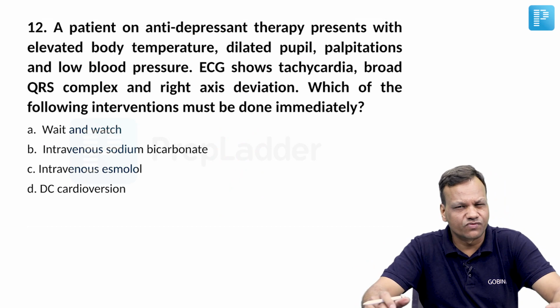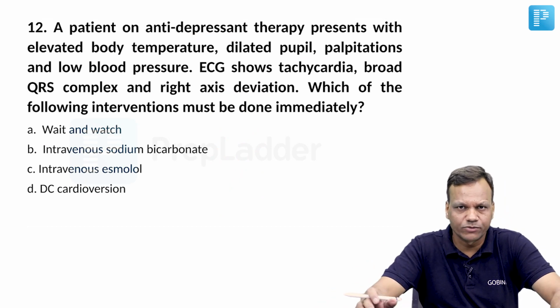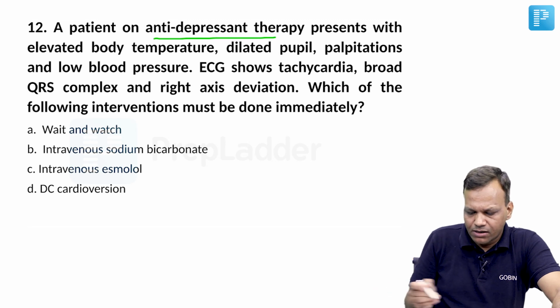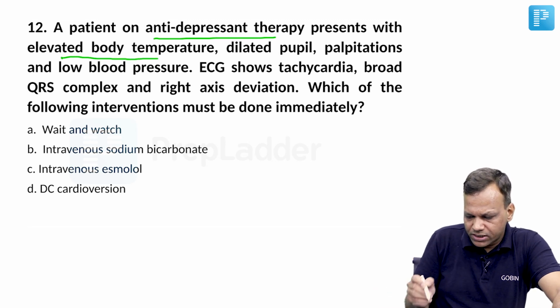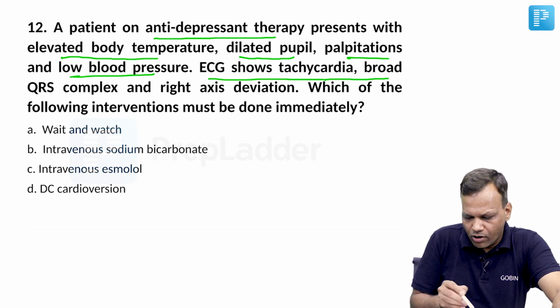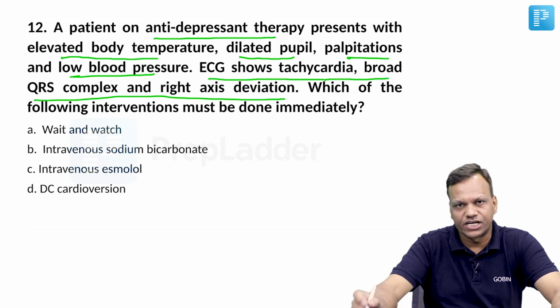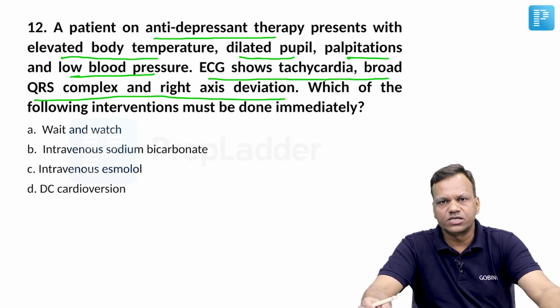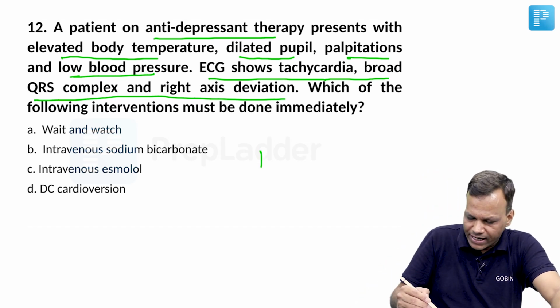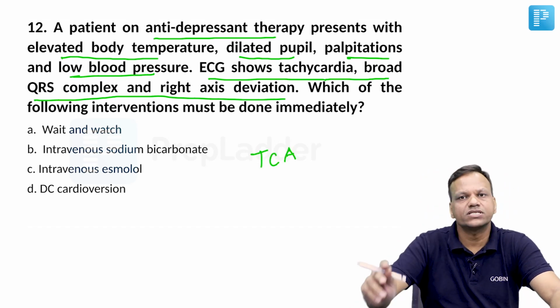So this is a frequently repeated question, 5-7 times already it has been repeated. A patient on antidepressant therapy presents with elevated body temperature, dilated pupil, palpitations, low BP, ECG shows tachycardia, broad QRS complex, and right axis deviation. Can you think of which poisoning we are talking about? Which poisoning? Yes, we are talking about tricyclic antidepressant poisoning.